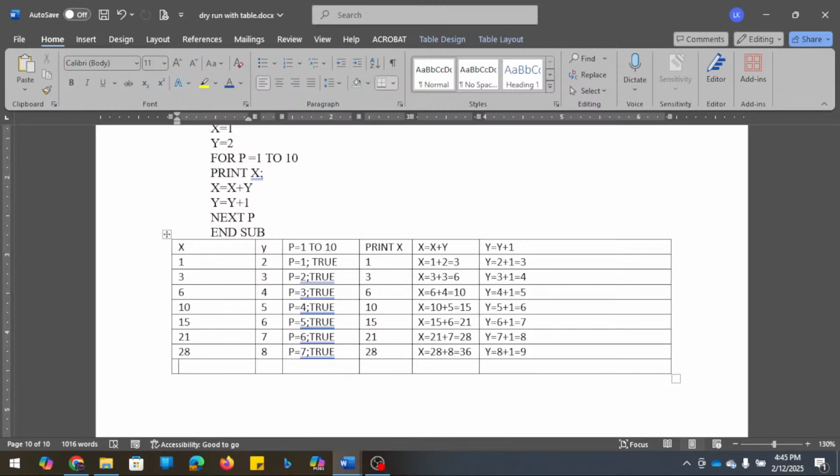Next time x becomes 36, y is 9, p is 8, again true. So x is now 36, plus y which is 9, equals 45. Y equals y, 9 plus 1, that is 10.